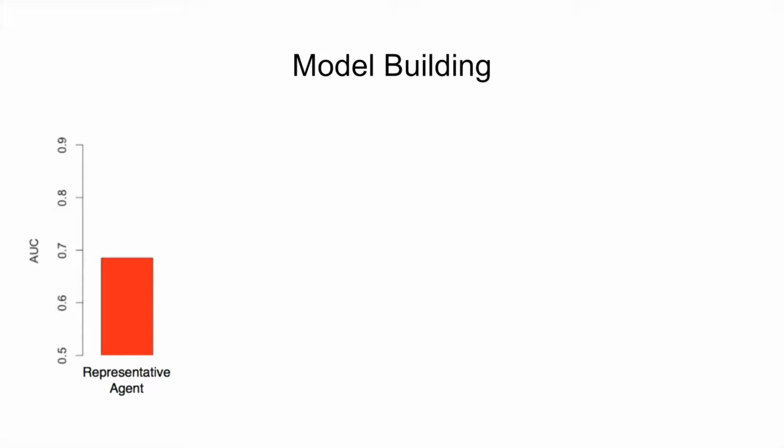And how did we do? The first model we tried is the least complex one, the representative agent model, basically just using game parameters to predict if people cooperated. When we do that, we get an AUC of a little less than 0.7, so not too bad.